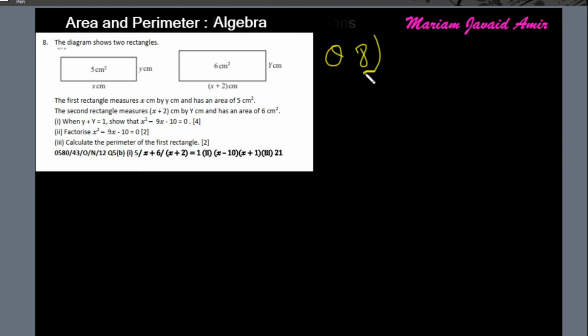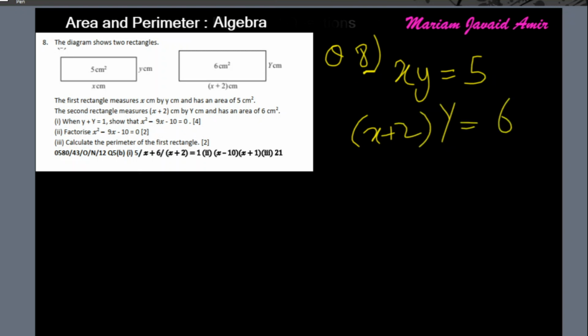The diagram shows two rectangles. The first rectangle measures x by y centimeters and has an area of 5 centimeters square. So the equation for that would be xy equals 5. The second rectangle measures x plus 2 by capital Y, and the area is 6 centimeters square. Show that small y plus capital Y equals this.